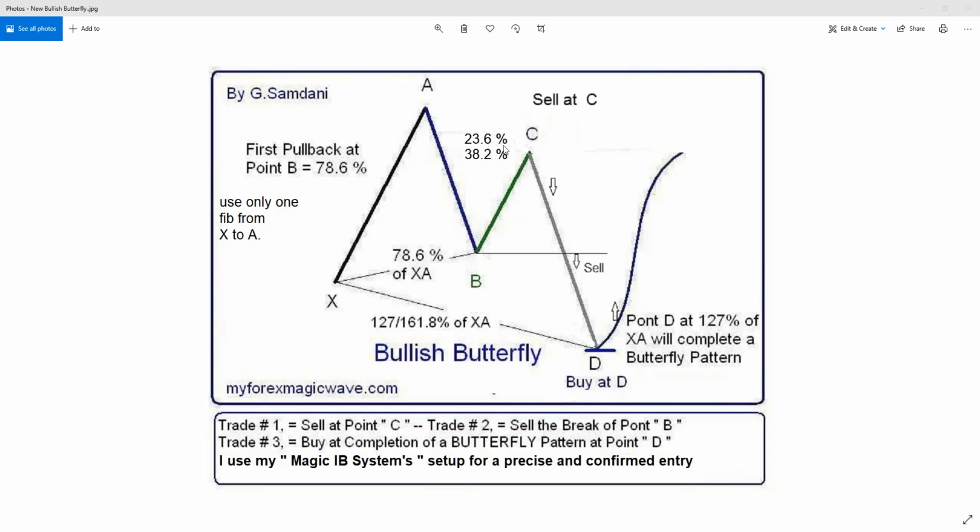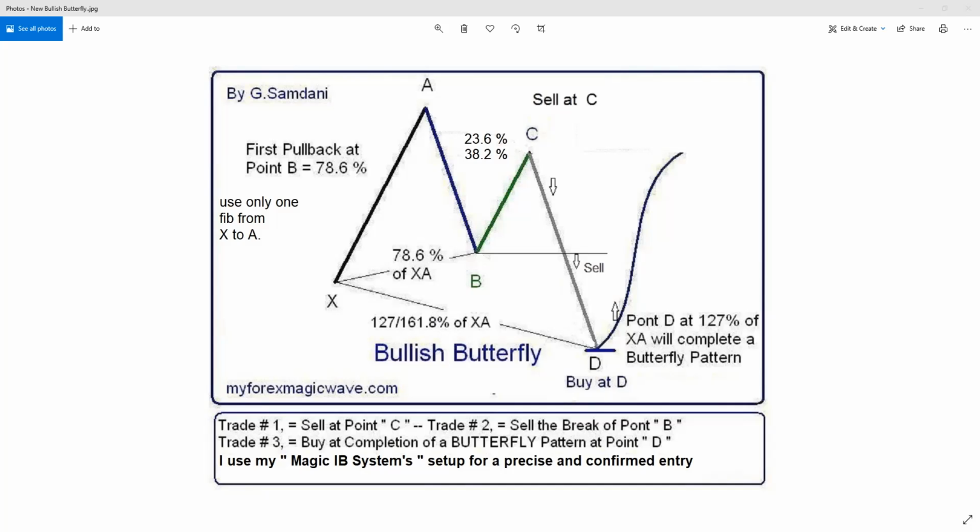So from point C, which is usually either 23% or 38%, it makes the turn from there. And if the turn starts, you get in. Then you have a long way to go, all the way down to either 127%, or if it has a reason to bypass that, 161% of this XA. I call the 127% a small butterfly, and the 161% a bigger butterfly, if other calculations point towards 1.618.